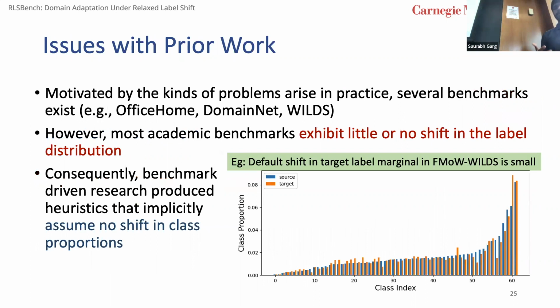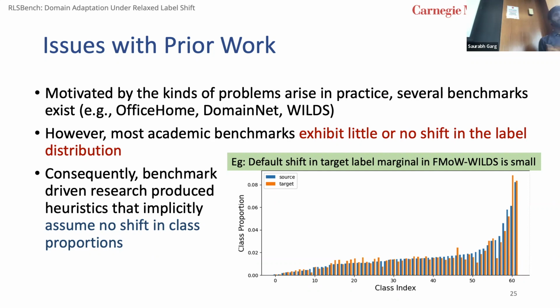Okay, now people have looked at a lot of different domain adaptation problems, but one common problem that we encounter in most of these academic benchmarks is that they exhibit little to no shifts in label distribution because these datasets are carefully curated. In most of these datasets, the label proportions in source and target are either explicitly enforced to be the same because of cleaning procedures that they might use. I've shown here one instance of such a dataset, which is FMoW-WILDS, where we can see that the label proportion shift is actually very minimal.